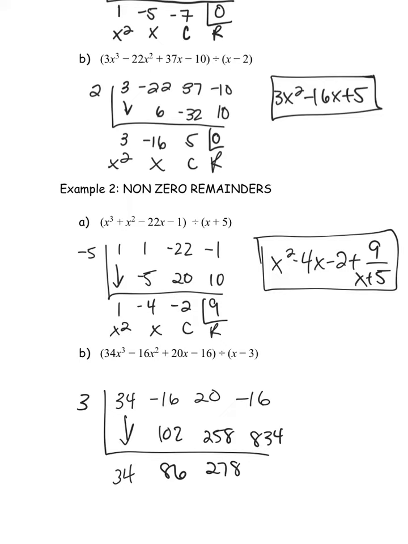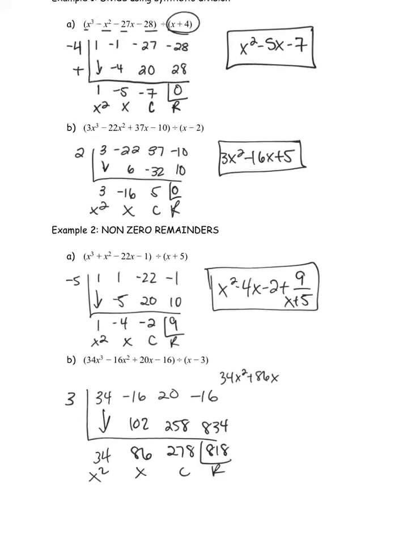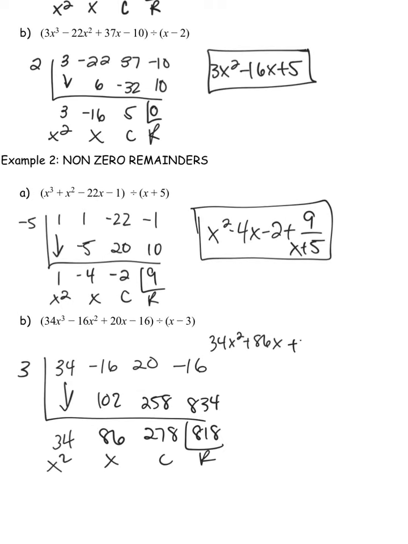And I get 818. So then remainder, constant, x squared. So I get 34x squared plus 86x plus 278 plus 818 over x minus 3.